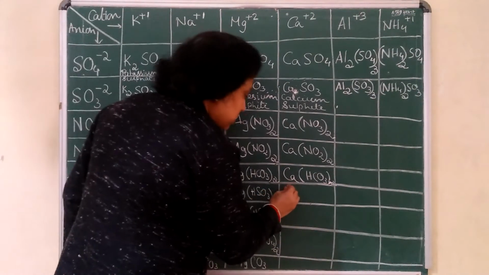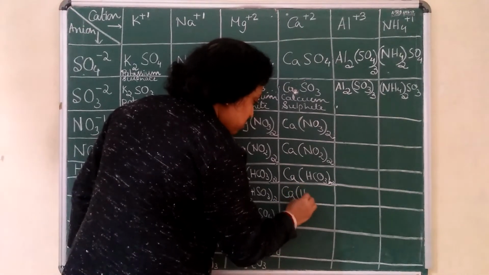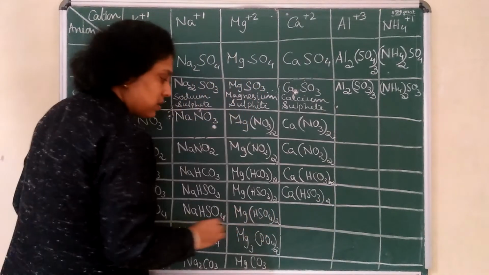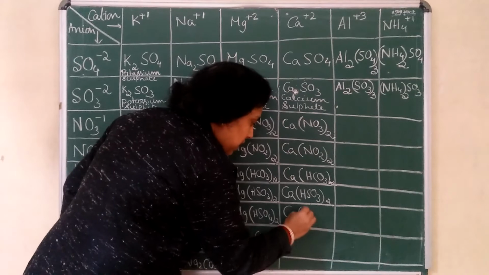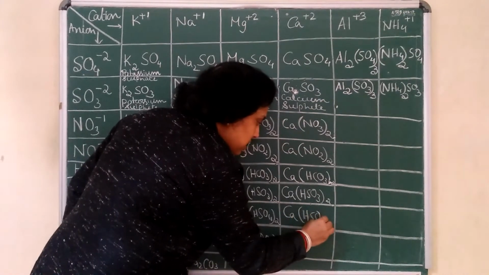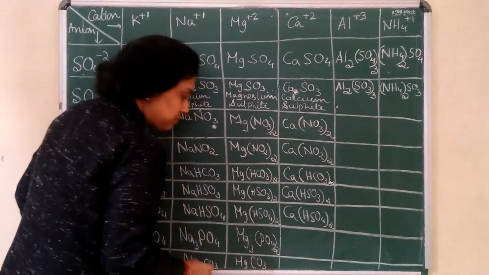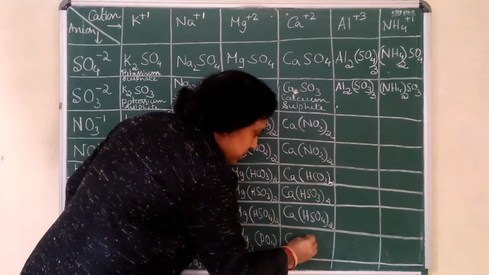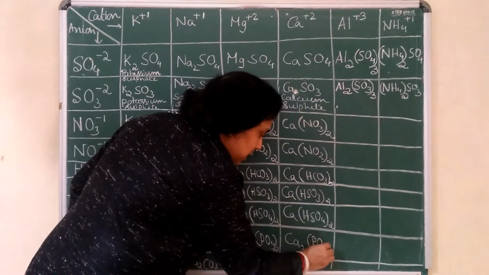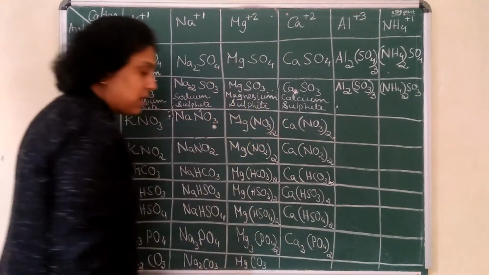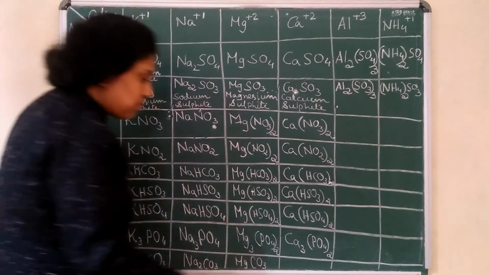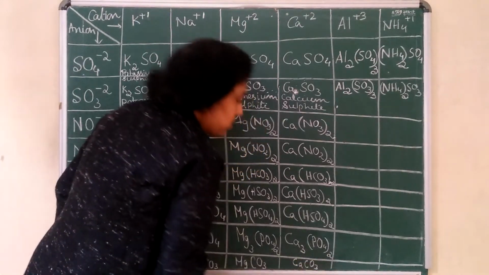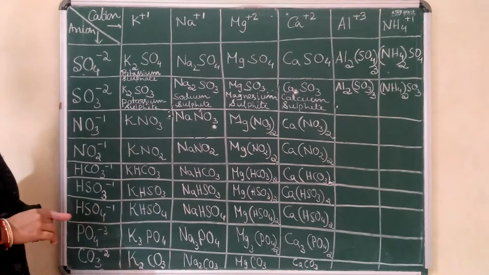Then sulfite, Ca(HSO3)2. Hydrogen sulfate, Ca(HSO4)2. Then calcium will get phosphate valency, that is Ca3, and PO4 will get calcium valency, so it is (PO4)2. And carbonate, both are having same valency, so it is cancelled, so CaCO3. So this way you have to complete the whole chart.